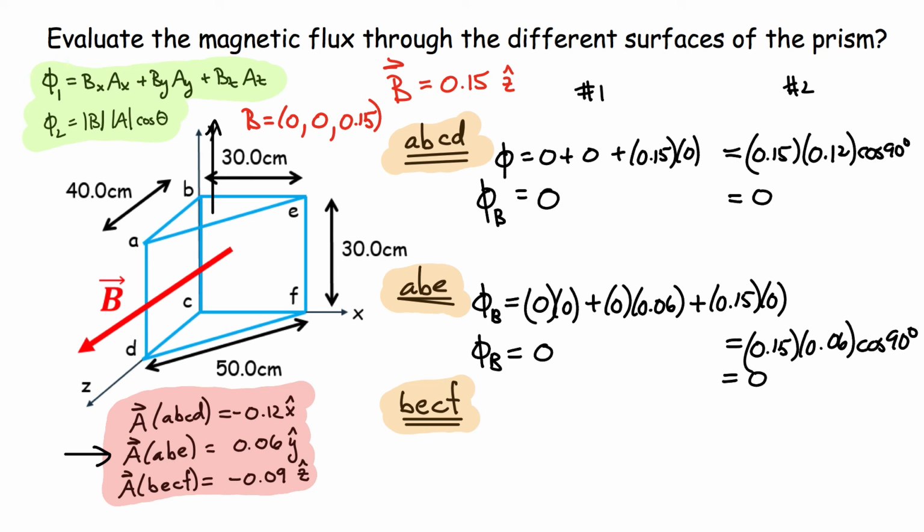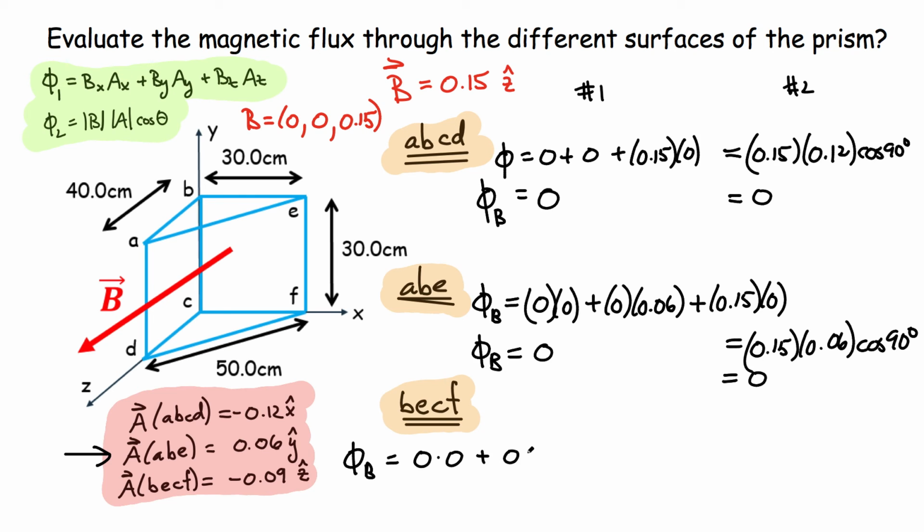All right, let's do the next one. The next one is a square surface over here for this prism. That's the area BECF down in the back. The magnitude is 0.09. The direction is in the negative z hat direction. So let's use method 1 to calculate the magnetic flux. This is what it would look like. Well, it's 0 multiplied by 0. Both of those components end up being 0.